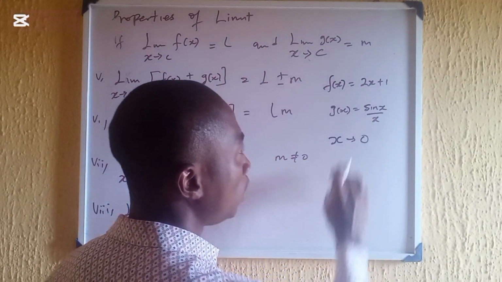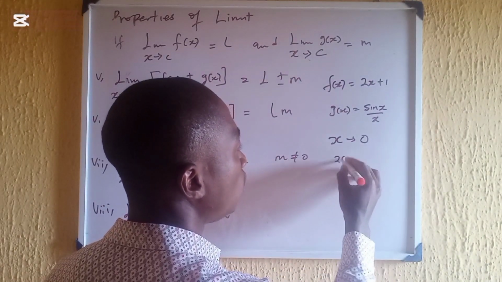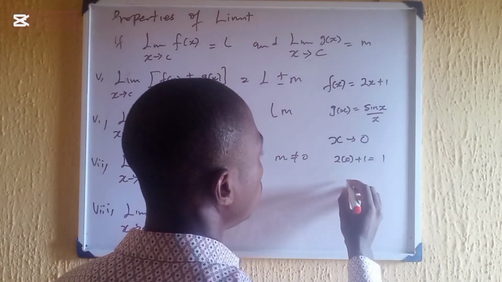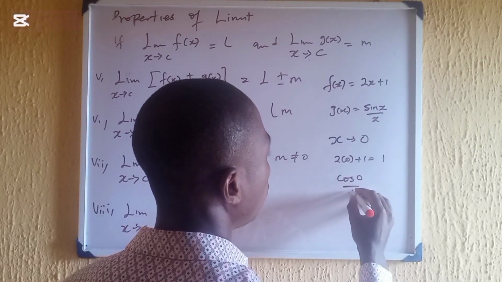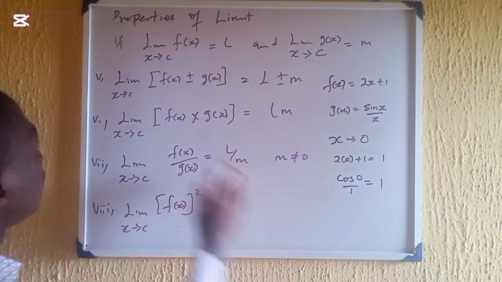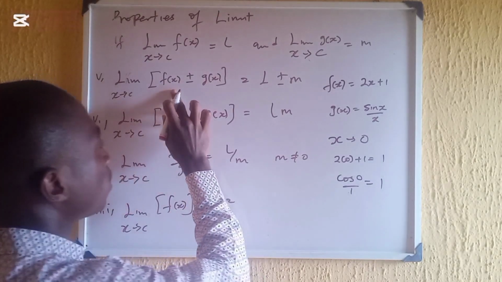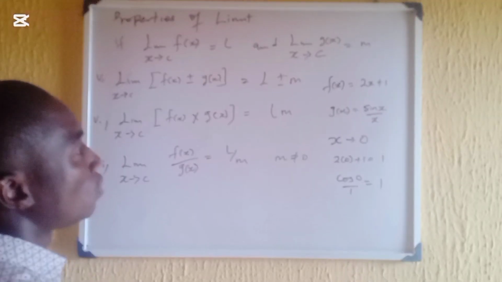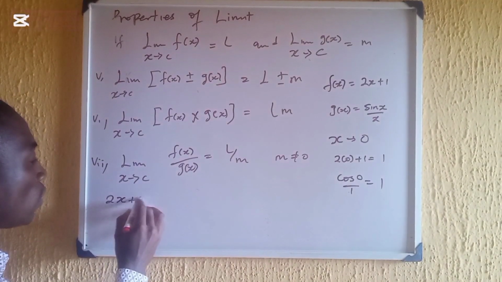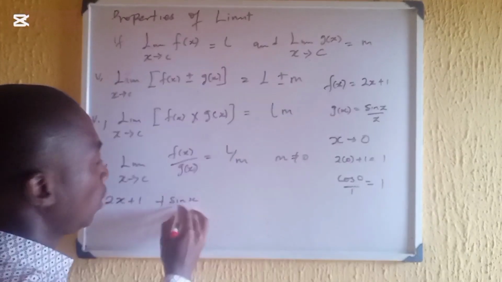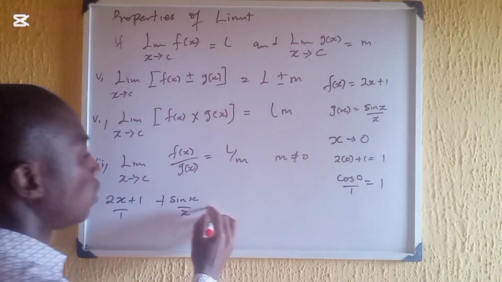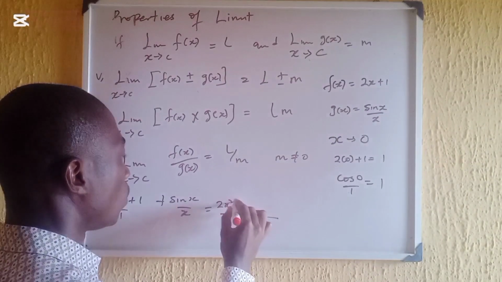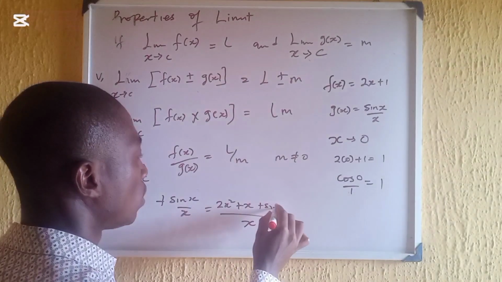So we know that the limit of this function will be 2 times 0 plus 1, that is 1. And the limit of this one will be cos 0 over 1, that gives us 1. So let's try the fifth property, f of x plus g of x, or minus g of x. Let's see what happens. Adding the two functions, we have 2x plus 1 plus sin x over x. Now this is over 1. Taking the common denominator, we have x, then 2x squared plus x plus sin x.